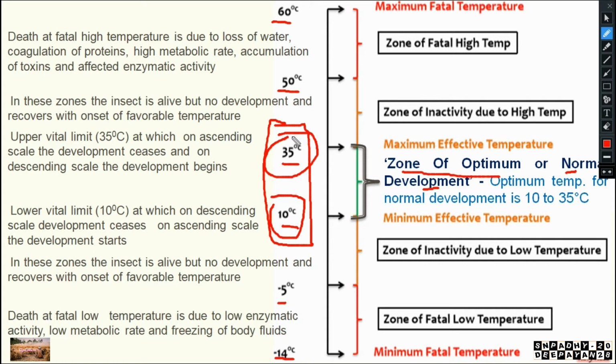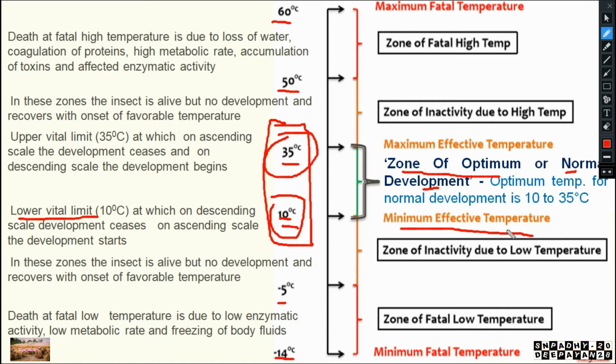For this 10 degrees centigrade, the related term is minimum effective temperature, and the synonym is lower vital limit. What is the meaning? The term here is minimum effective temperature. This is the minimum temperature which is effective for normal growth and development. This is optimum. Understood the meaning of minimum effective temperature?